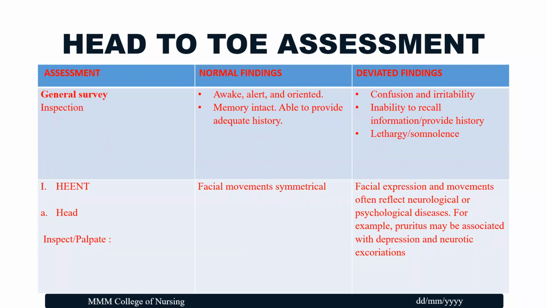Then moving on to the HEENT, which includes head. First, we are going to inspect and palpate the facial movements. You have to identify if it is symmetrical or not. If it is symmetrical, then it is a normal finding. The facial expression and movements often reflect neurological or psychological disease, for example, if you observe any pruritus, this may be associated with a deep depression and neurotic excoriations. So you will have to assess the deviated findings for this.